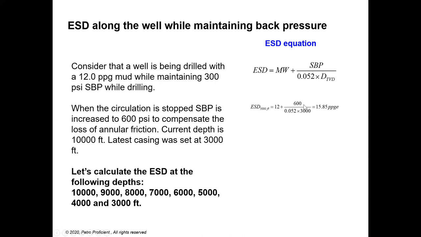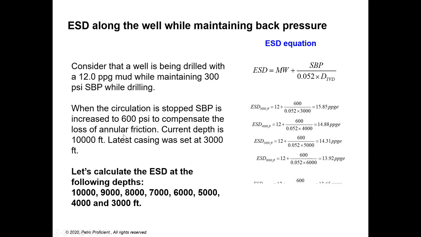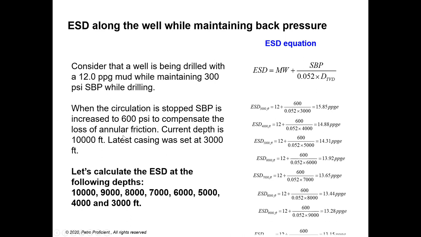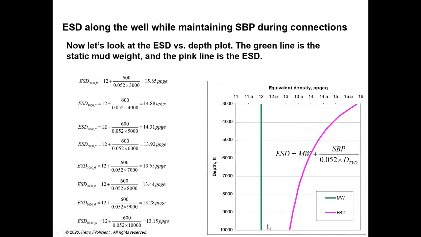So this is at 3,000 feet. What would be your equivalent static density at 3,000 feet? At 3,000 feet, it is 15.85 ppg. As you go deeper, you can see that your equivalent static density is dropping. So your static mud weight is 12 ppg and your equivalent has increased instead of remaining constant. So at your casing point, your equivalent static density is higher, that is 15.85 ppg.